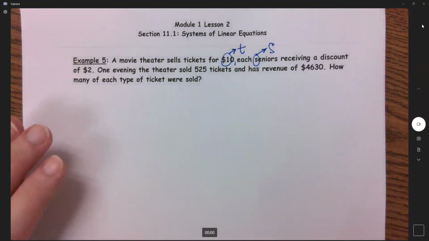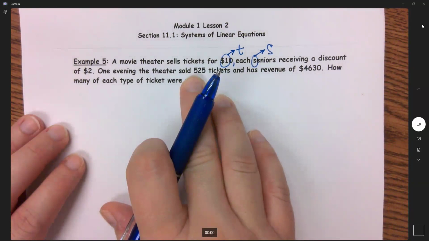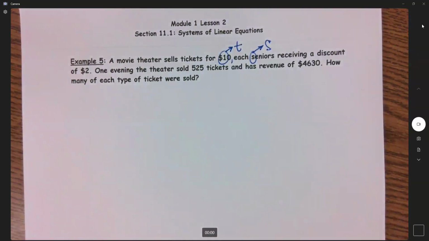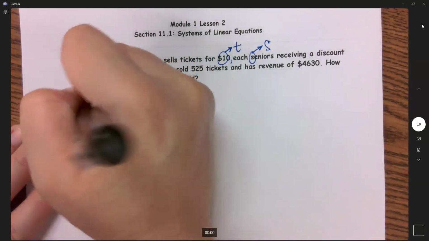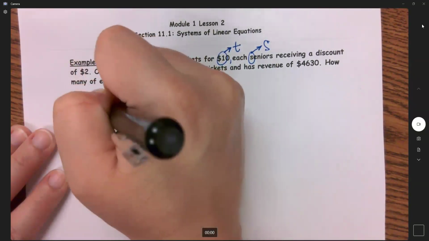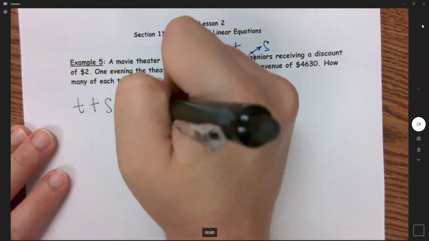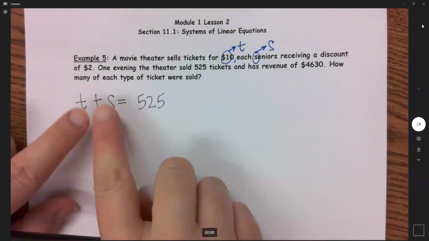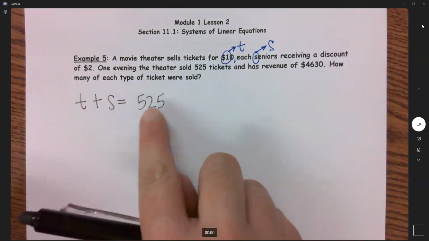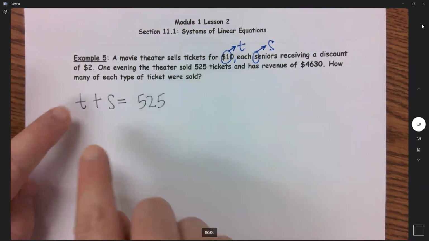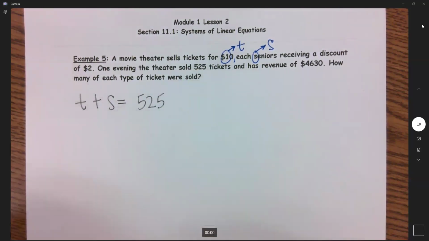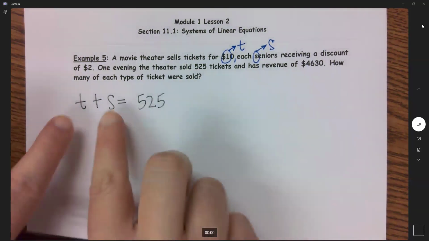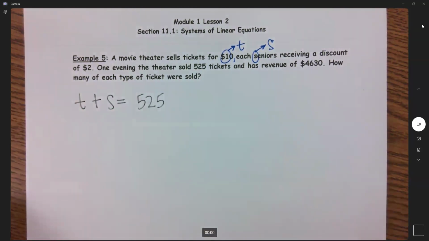So the first thing that we need to talk about is that we sell 525 tickets. My first equation is T plus S equals 525. No matter how many of these tickets I sell, when I add them up, it needs to be the total amount of tickets I sold. Whether it's 300 and 225, it doesn't matter, but when I add them up, they need to equal my total of 525.